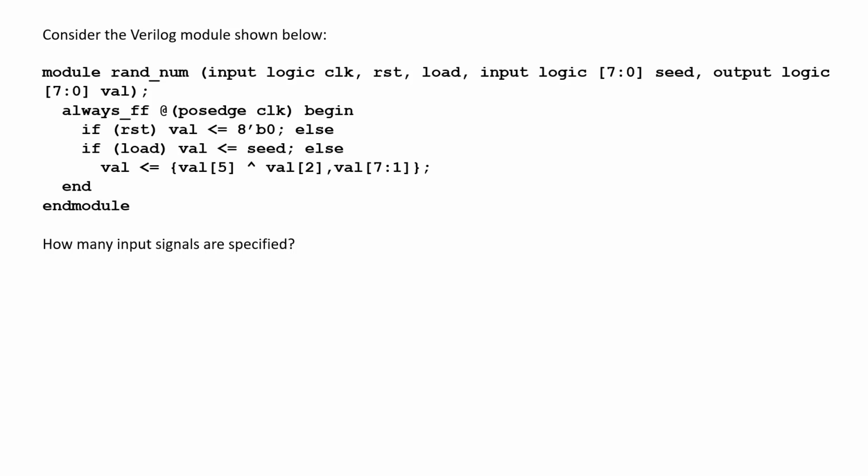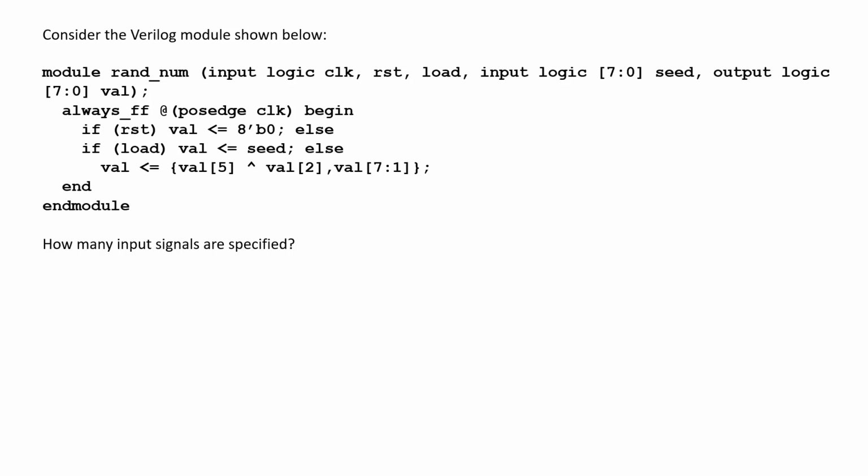Consider the Verilog module shown below. How many input signals are specified? So we've got clock, reset, load, and seed. So 1, 2, 3, 4 input signals.